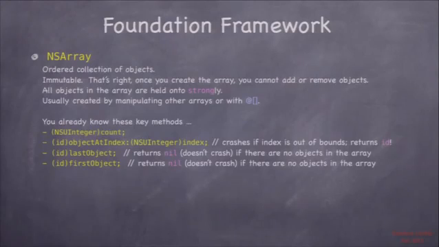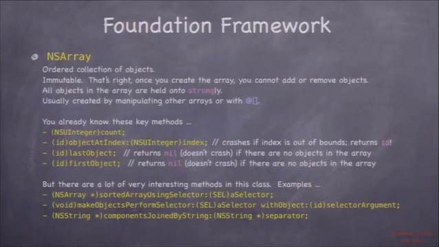And you know the basics, like getting the count and objectAtIndex. There are a lot of other really cool methods in an array. You really should familiarize yourself with this class. It's a lot of stuff. We talked about making objects perform. There's sortedArrayUsingSelector. You give it a selector that gets sent to each object in the array and takes one of the other objects in the array as an argument. So you have to make sure they have the right type of argument there. It'll use that to create a sorted version of the array and give you back a new array that's sorted.